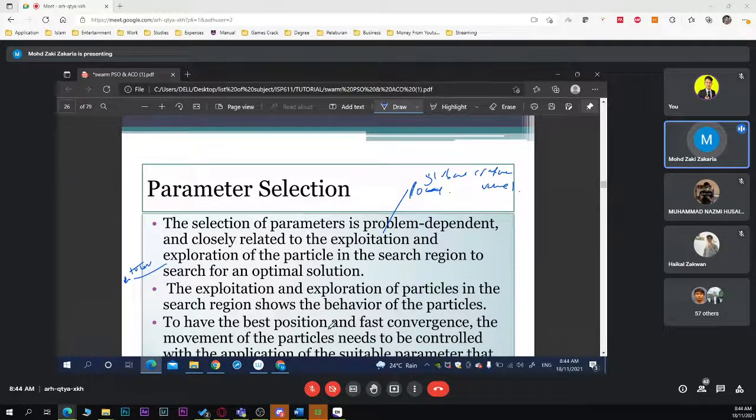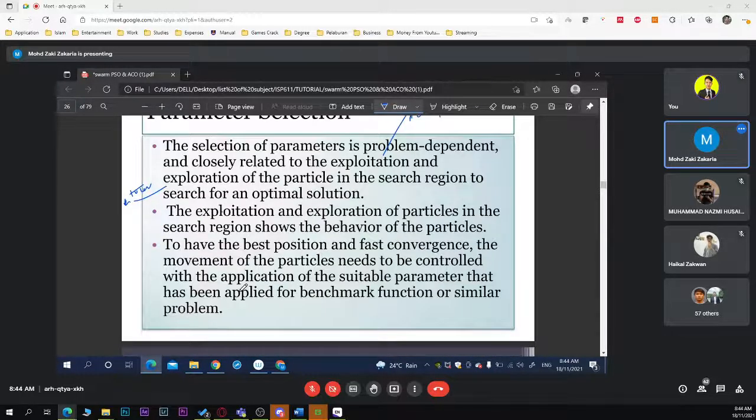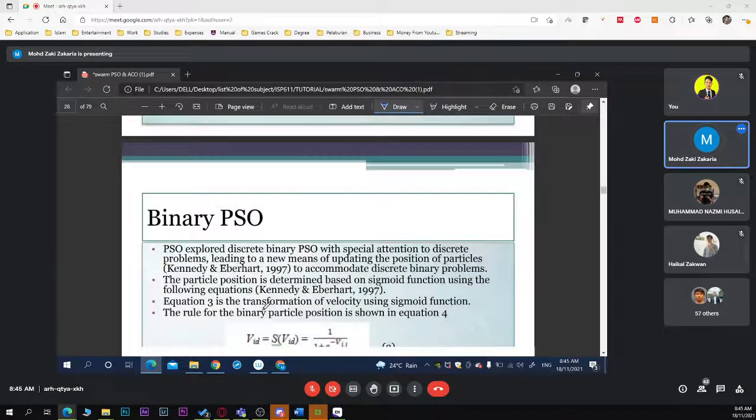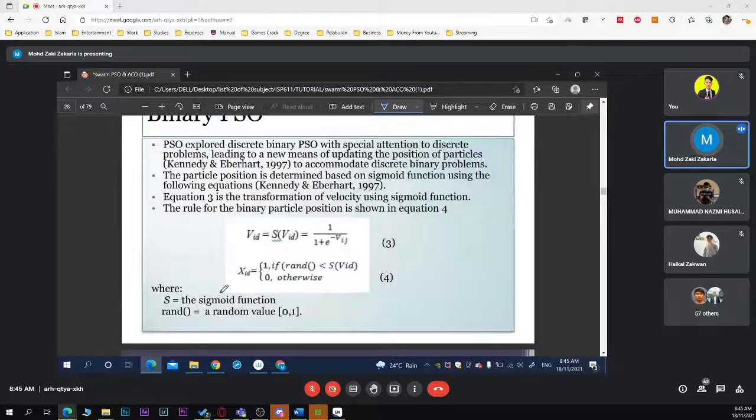And then exploitation and exploration of particles in the search region show the behavior of the particle. And to have the best position and fast convergence, the movement of particles needs to be controlled with the application of suitable parameters that have been applied for benchmark functions or similar problems. And then for PSO, we have many variants or many types: binary, discrete, parallel, hybrid, and etc. So for binary, we're using a formula like this lah, binary.